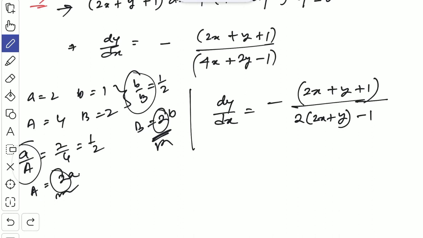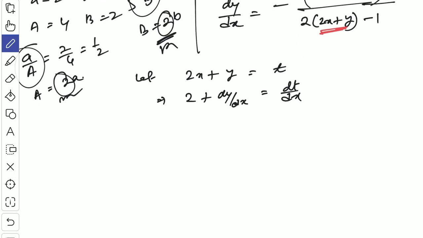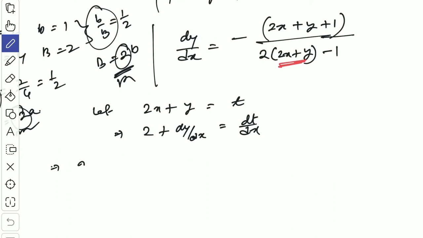Now here we are going to substitute this term by some other variable. Suppose let twice x plus y be t, small t. Then if you differentiate with respect to x, you will get 2 plus dy by dx equal to dt by dx, which implies dy by dx is equal to dt by dx minus 2.